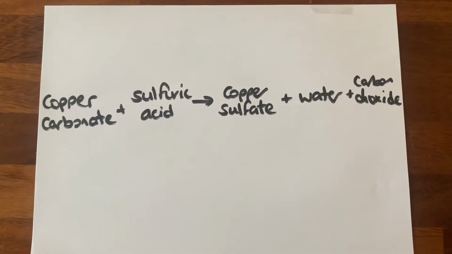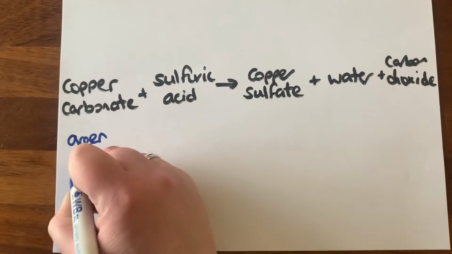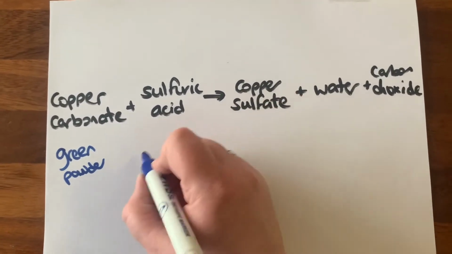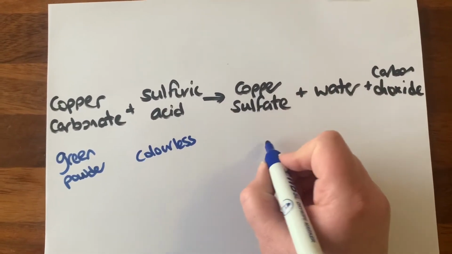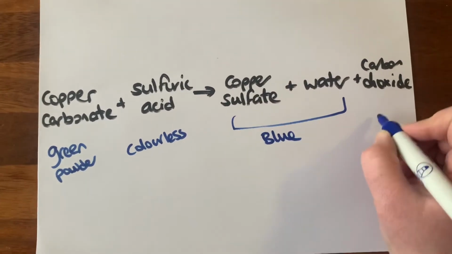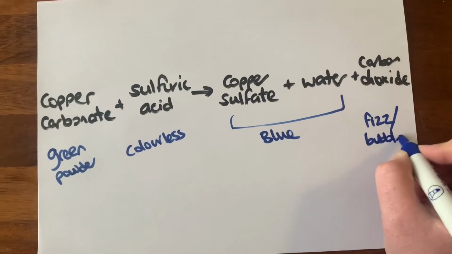Okay, so here's our word equation for this reaction. So we have got our copper carbonate, which was a green powder, and it was added to sulfuric acid, which was colourless. They reacted together and we got copper sulfate solution, so copper sulfate plus water, which is a blue solution, and then we got carbon dioxide, which we saw fizzing or bubbles.